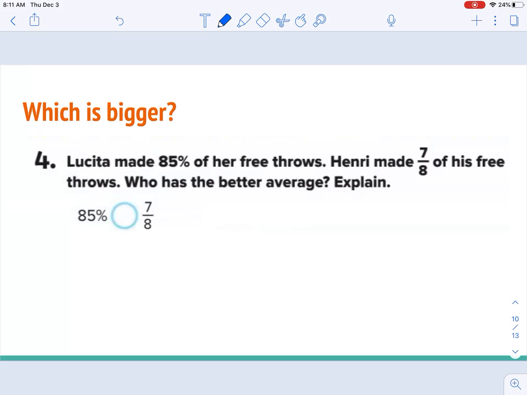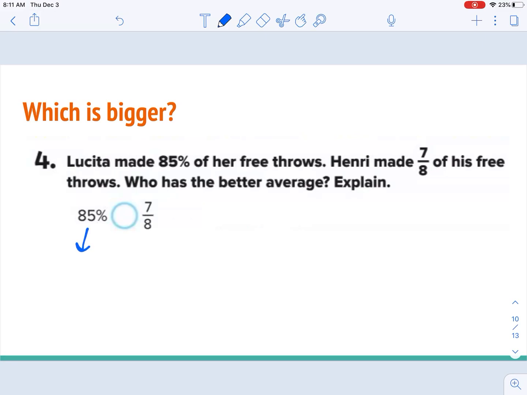Let's look at this last one. Lucita made 85% of her free throws. Henry made 7/8 of his free throws. So that's in basketball, shooting free throws. Who has the better average? So in this example, I'm going to make them both into decimals. You can do other strategies. You can make them into fractions. You can make them into percents. But that's what I'm going to do.